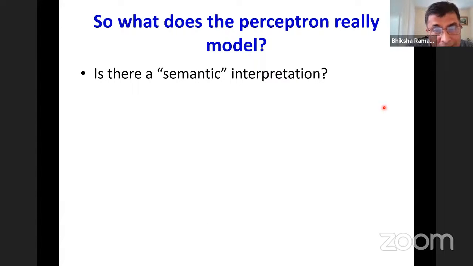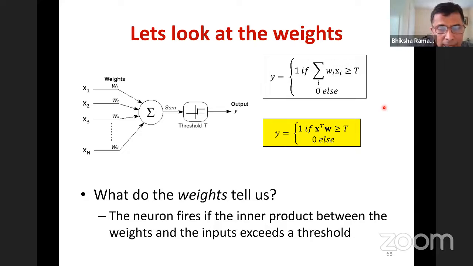So finally, is there a semantic interpretation to what the network actually computes? Let's go back and take a look at the perceptron. The perceptron is computing a weighted sum of the inputs and comparing it to a threshold. If I think of the set of inputs as a vector, and the set of weights as a vector, then this weighted sum is simply the inner product between the input vector, x, and the weight vector, w. And the perceptron fires if this inner product exceeds a threshold. Otherwise, it doesn't fire, right?